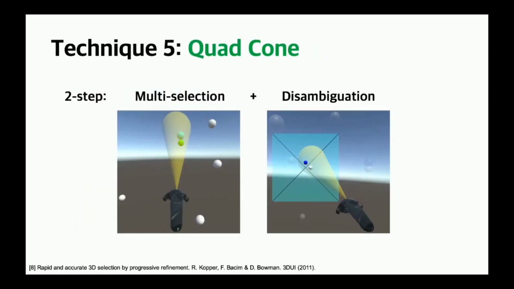Technique 5 is a typical two-step technique. In the first step, the user multi-selects targets using a cone-like ray casting. In the second step, the user identifies the desired target within the selected targets, which we call disambiguation. There are many disambiguation methods, and we choose the quad, where the targets are arranged in 4 quadrants and eliminated progressively.